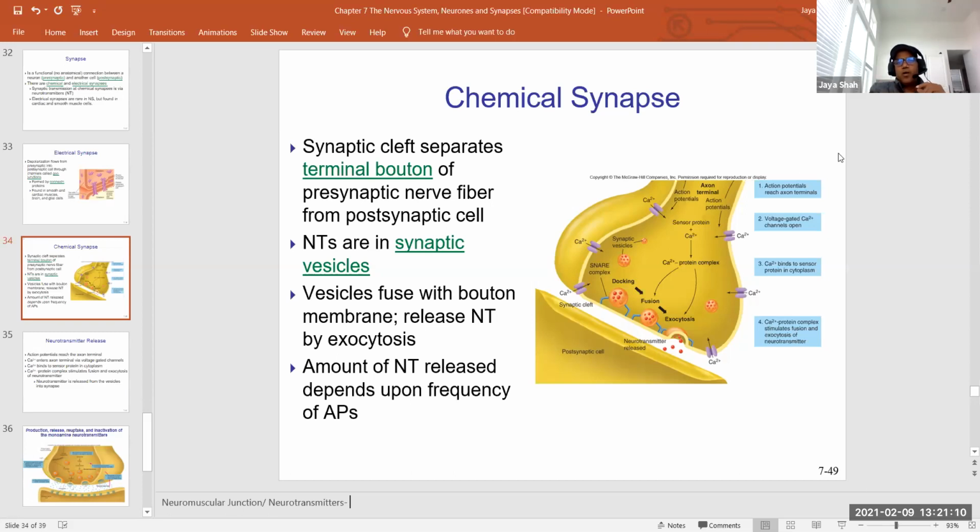So let's see. When the presynaptic neuron here is depolarized, the depolarization, the action potential, from the cell body comes to the axon and then to the axon terminal. And the axon terminal is already storing synaptic vesicles full of neurotransmitter. So when the action potential reaches the axon terminal from the axon, then what happens?